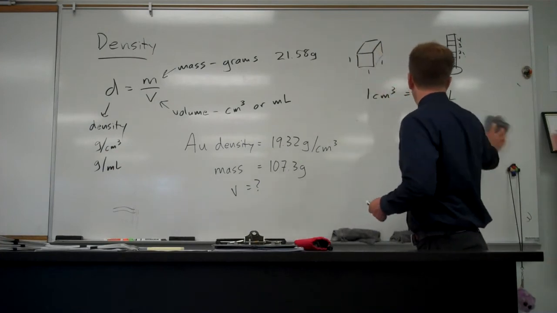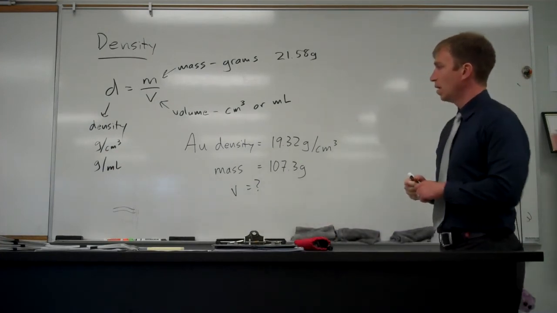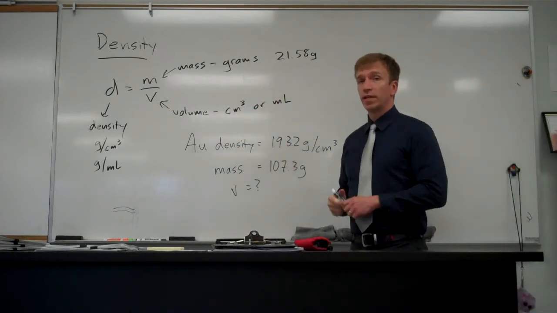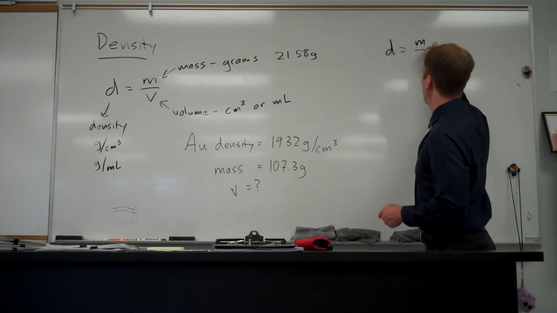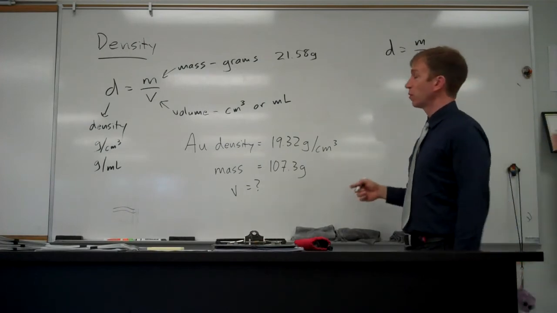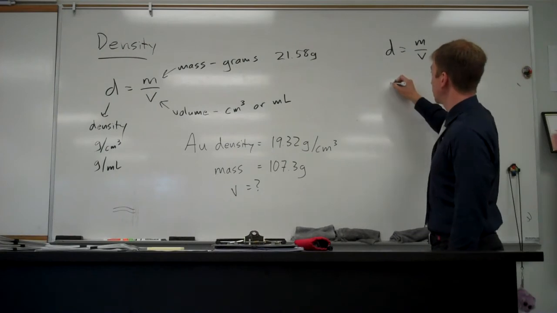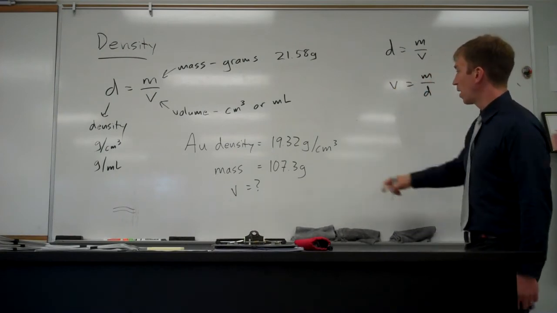Well, you can plug these into the formula and solve, or you can rearrange the formula first, which is what I prefer to do. If we start with D equals m over v, we want to get v by itself, or volume by itself, because that's what we're solving for. So we multiply both sides by volume, we divide both sides by density, and we get volume equals mass over density. Then we plug in our numbers.